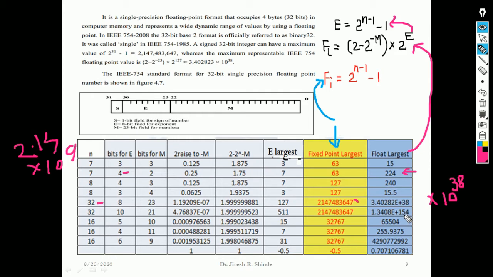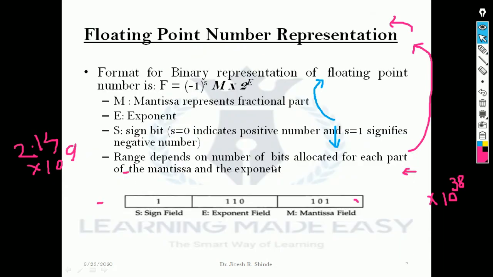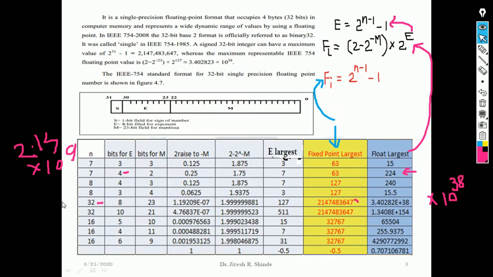Through this table I want to emphasize the previous point we discussed in this slide. The range depends on the number of bits allocated for each part, the mantissa and the exponent. This table demonstrates how, by manipulating the number of bits allocated for e and m, the largest number that can be represented in floating point increases, and hence the range increases drastically compared to the fixed point representation scheme. For n equal to 32 bits, the largest number in fixed point is in the range of 10 to the power 9, and in floating point it is in the range of 10 to the power 38 or 10 to the power 154.